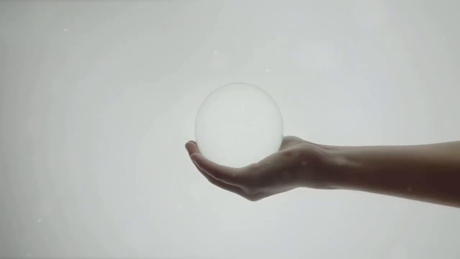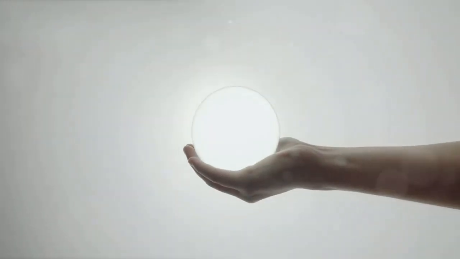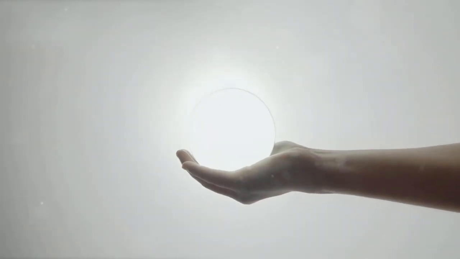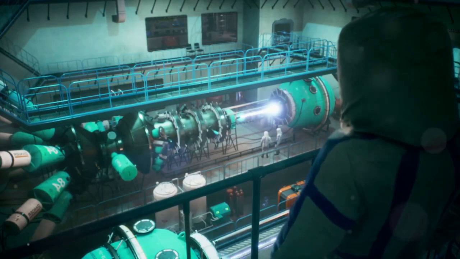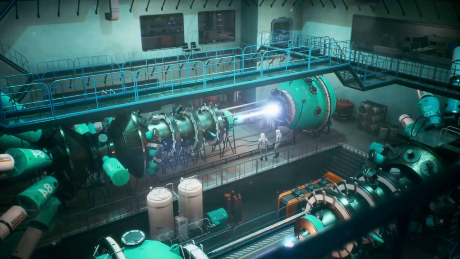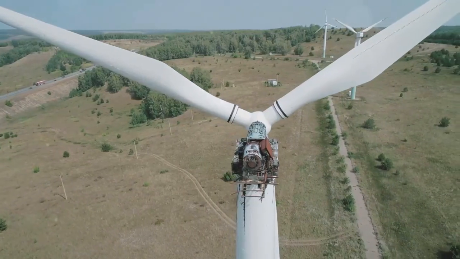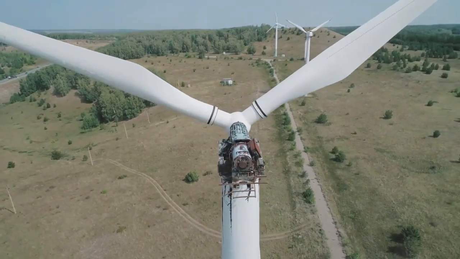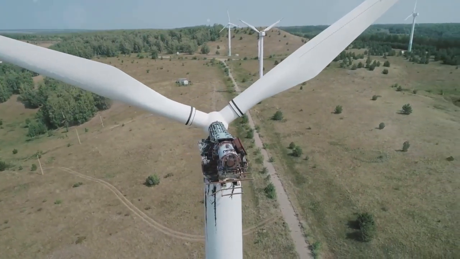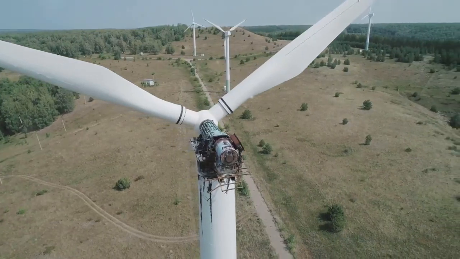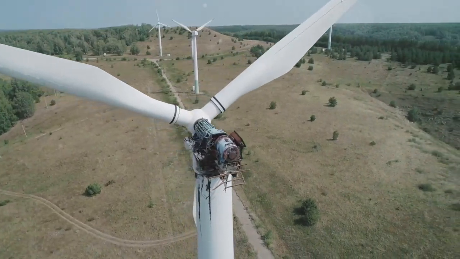To summarize, a new era of energy abundance. The development of a practical cold fusion reactor marks a pivotal moment in human history. This technology has the potential to usher in a new era of energy abundance, transforming our world in profound ways.